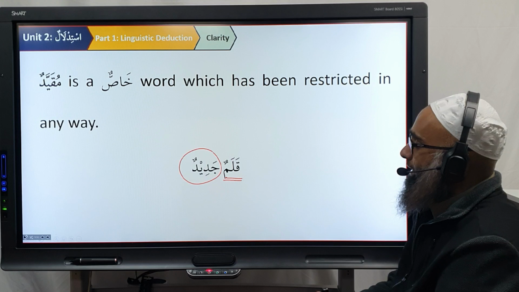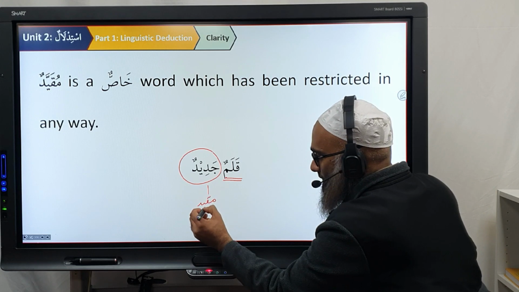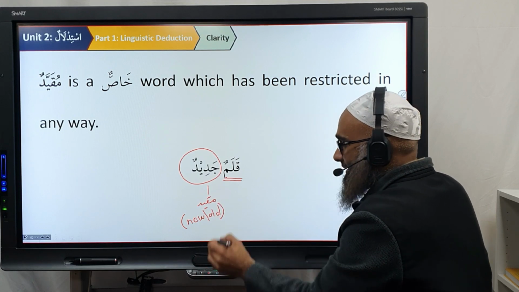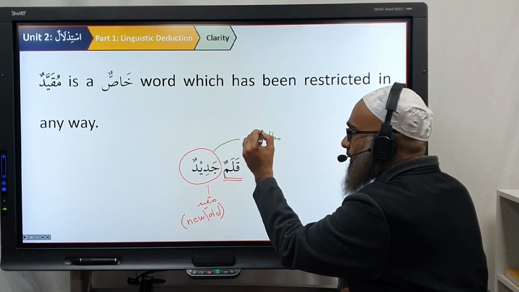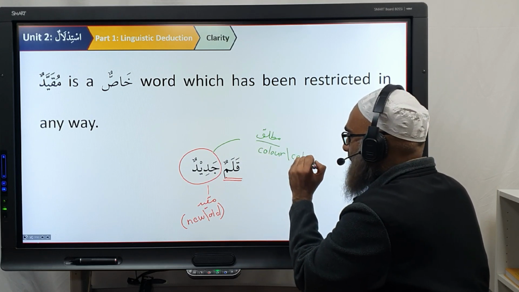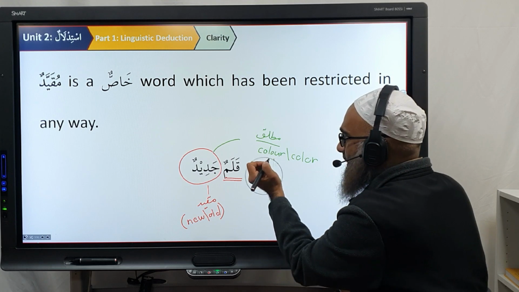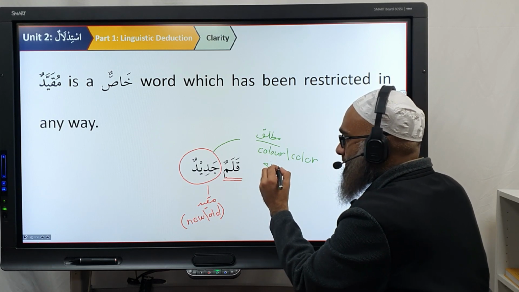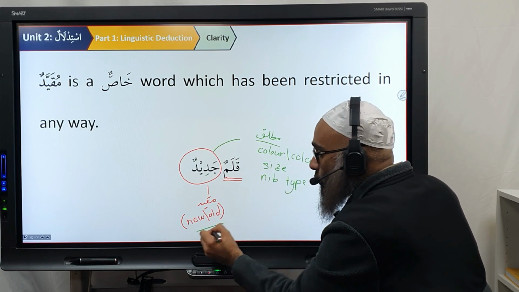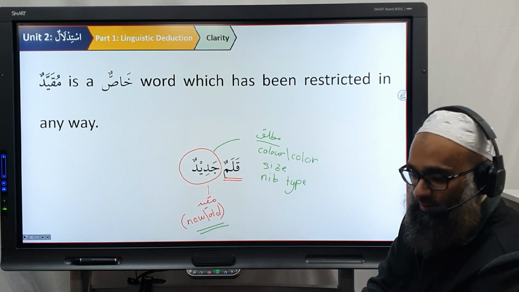So for example, this word qalam is muqayyad. In which aspect is it muqayyad? Whether it's new or old. But at the same time, it's mutlaq regarding what? It's mutlaq regarding color. If you're from America, just to make you happy, color. Or what? Regarding color, ink. That's the same thing, color and ink. Size, nib type. So there's a qaid in regards to it being new or old. So it's mutlaq in all other aspects. It's muqayyad in this aspect. Do you understand what's happening so far?